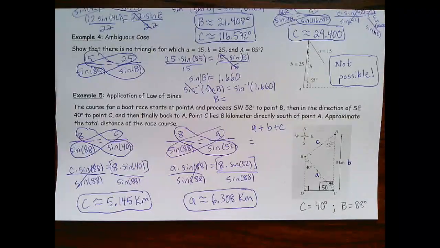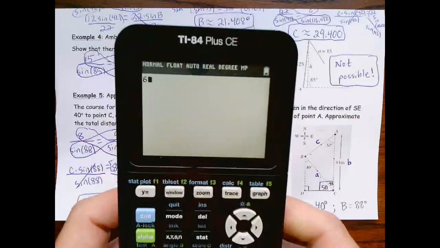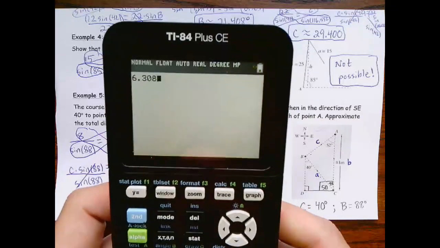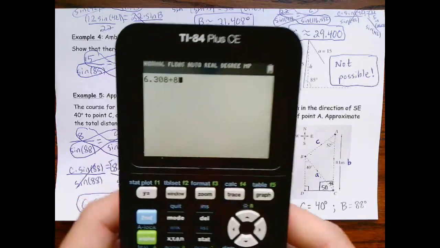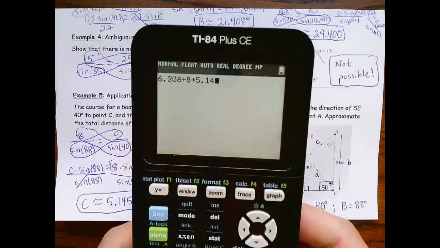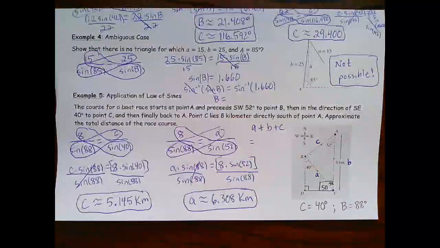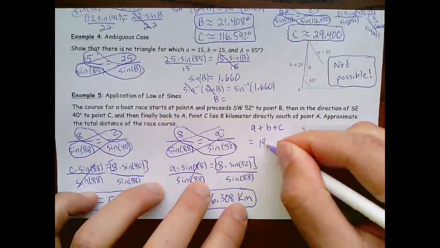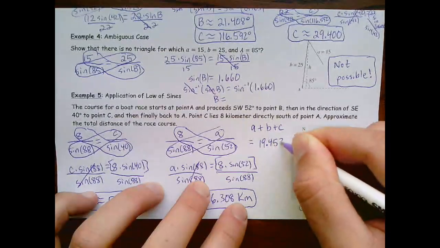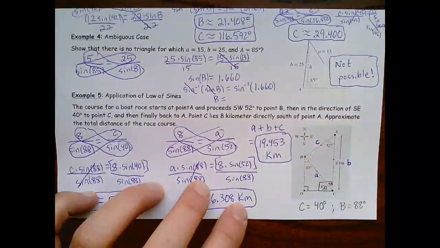So last calculation, guys, let's take what we have, right? So let's take A, which is 6.308. We'll add it to B, which is 8, and we'll add it to C, which is 5.145. So altogether we have 19.453, and this is all in kilometers. So our entire race is just the outside of this triangle.